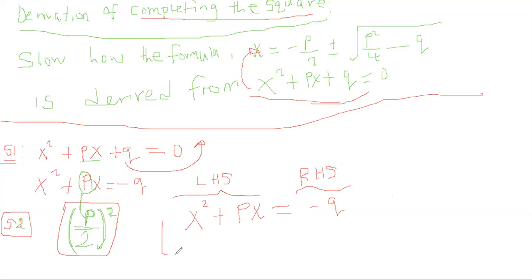So we will go on. It will be x raised to the power of 2 plus px. We bring this term and add it to the left-hand side of the equation, so it will be plus p over 2, squared. Then we will have equals to, and we come to the right-hand side. We do the same thing.